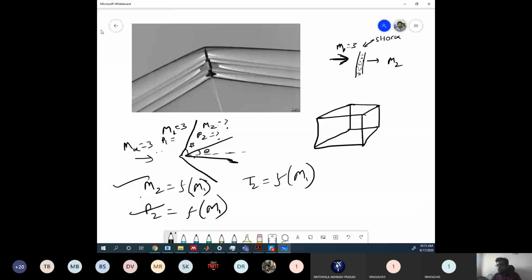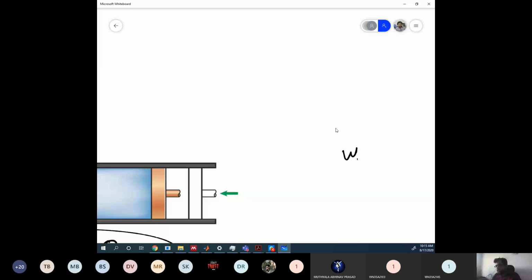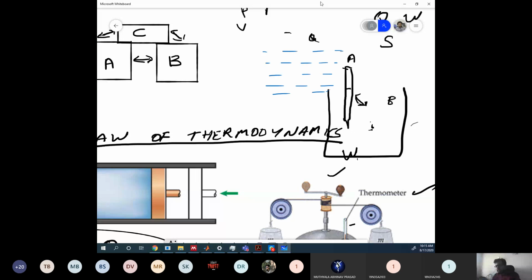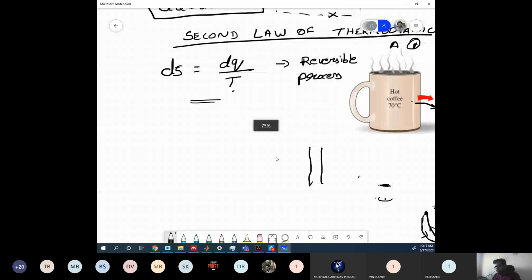So why we do this separately here is that in the last class, the relations that you derived were in terms of only P1 and P2. So if you see in the last class, whatever we derived, I'll directly go to the result.